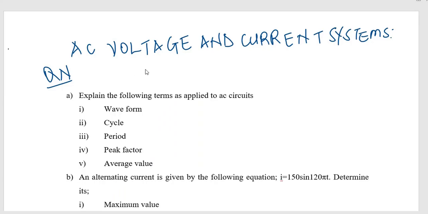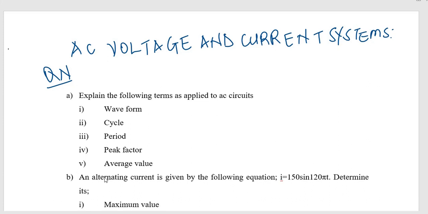Hello friend, today we are going to discuss the AC voltage and current systems with a guiding question as follows. Explain the following terms as applied to AC circuits: waveform, cycle, period, peak factor, average value.